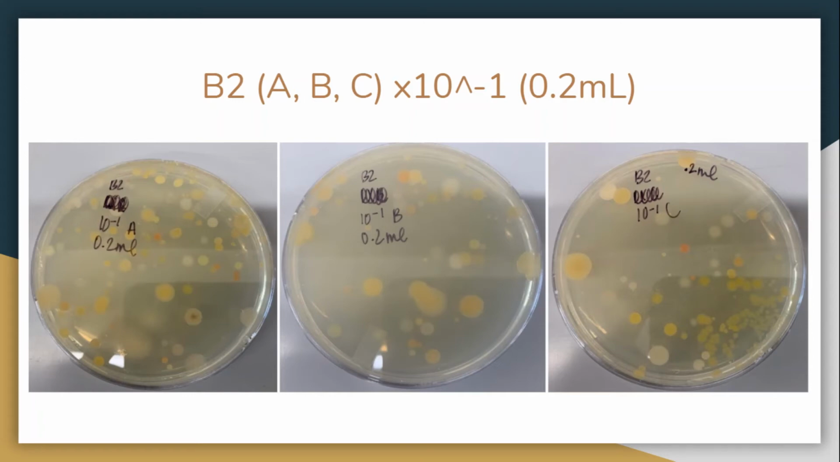According to the dilution factor 10 to the power of 1 and the pipette amount 0.2 milliliters, I calculated 4,900 for plate A, 3,350 for plate B, and 8,200 for plate C. The mean colony count for my plates is 5,483.33. The standard deviation is 2,477.